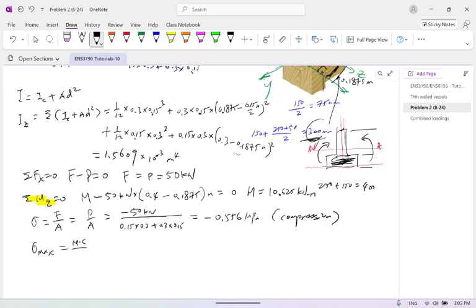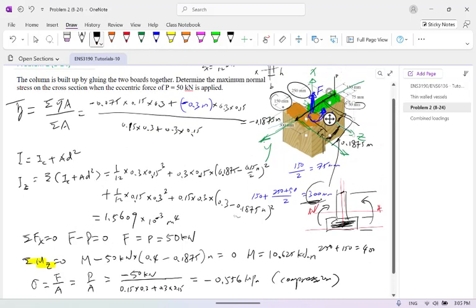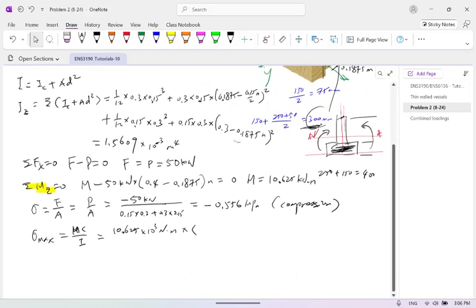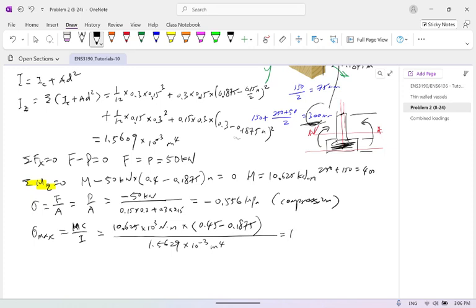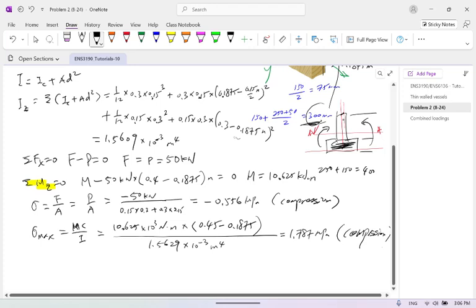So sigma max equals Mc over I. The M we worked out before is 10.6256 kilonewton meter, times the farthest way, which is relative to these things: 150, 200, and also the 50. So the farthest way is here, so we can see it is 0.45 minus 0.8075, divided by the I that I will just work out, 1.5629 times 10 to the negative third meter to the power 4. So you can see from here it is 1.787 megapascal. This one is also in compression, on the top here.